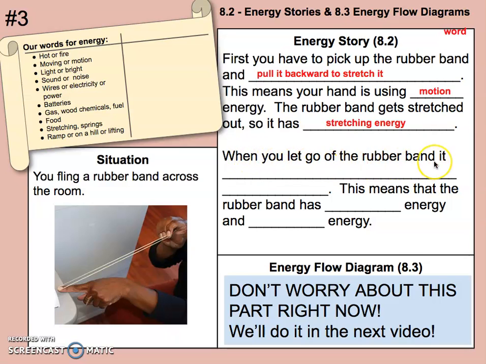So when you let go of the rubber band, what does it do? What does the rubber band do? And then this means that the rubber band has blank energy and blank energy. So it has two types of energy. One of them, I'll give you a hint, is something that you can hear. So you want to pause the video and finish this energy story before we move on to problem number 4.